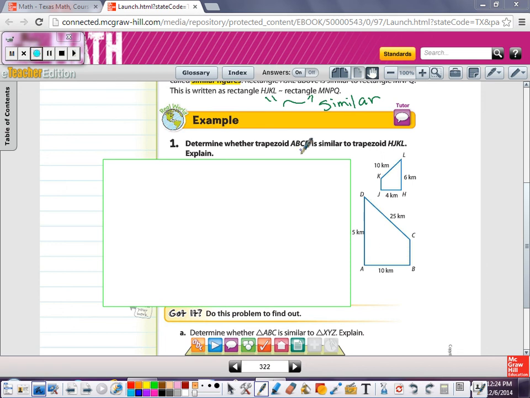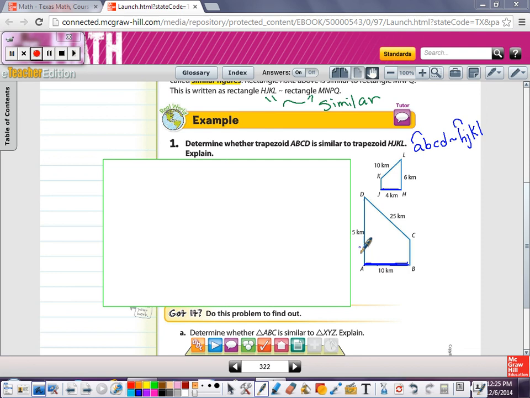I know that the first trapezoid is called ABCD. And the second trapezoid is called HJKL. Now, what you have to know is whenever you're given two shapes that we think are similar, and they give us letter names, the letters have to also match or correspond to each other. For example, from A to B, which is this distance down here, has to match up with H to J, because these are the first two letters in alphabetical order of our first shape, and these are the first two letters in alphabetical order of our second shape. A to B has to match H to J.